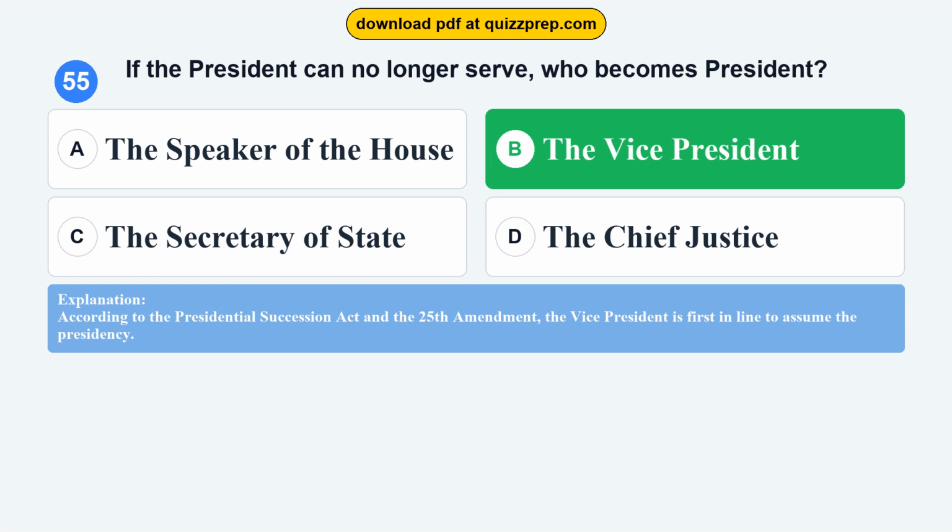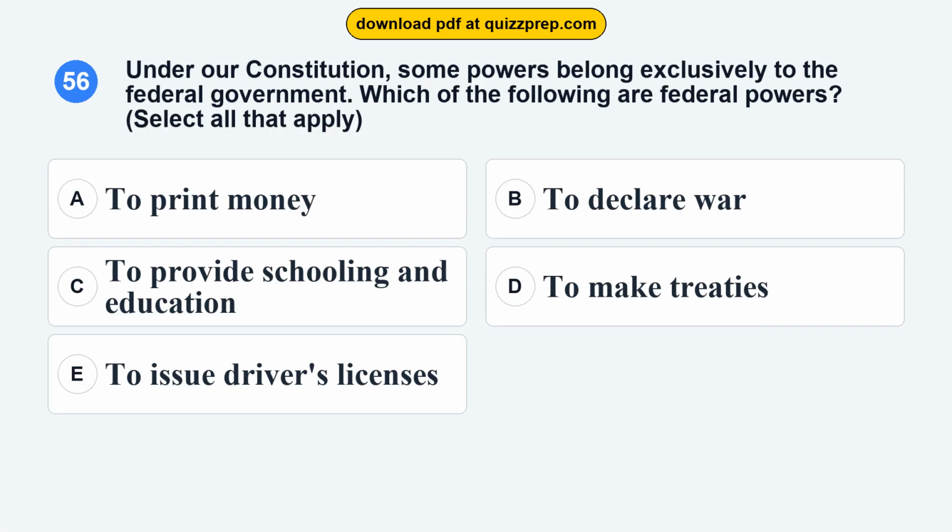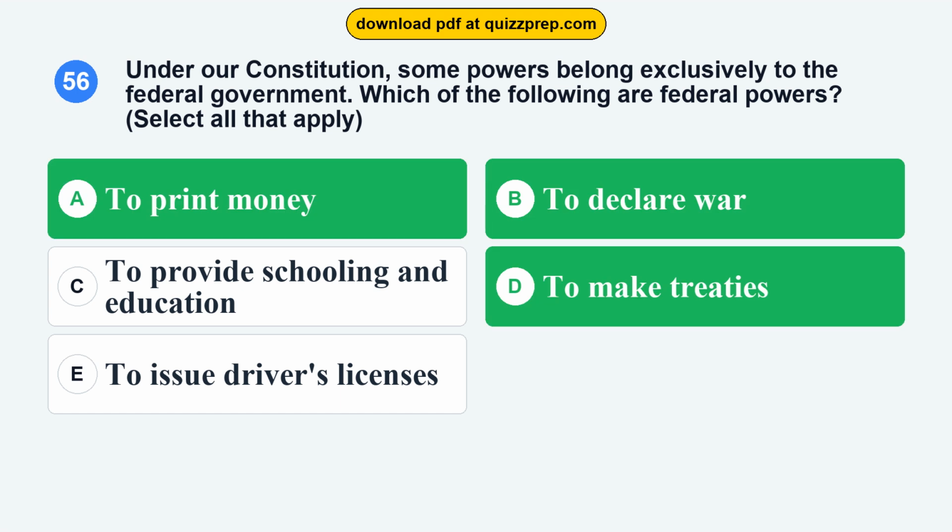presidency. Question 56. Under our Constitution, some powers belong exclusively to the federal government. Which of the following are federal powers? Option A, to print money. Option B, to declare war. Option C, to provide schooling and education. Option D, to make treaties. Option E, to issue driver's licenses. The correct answers are options A and B and D.